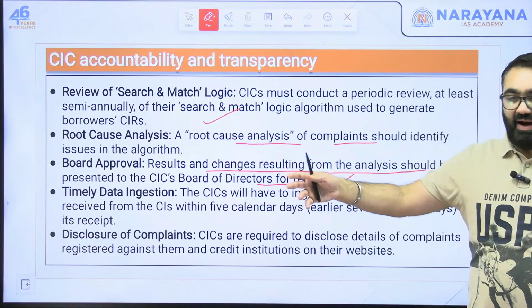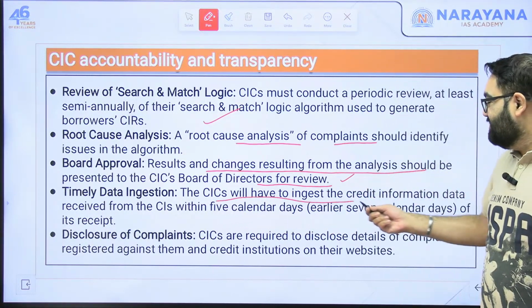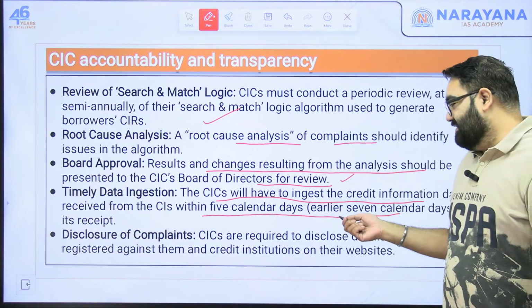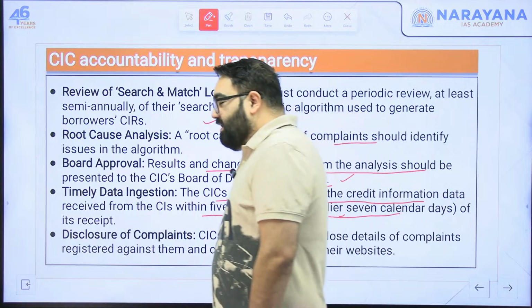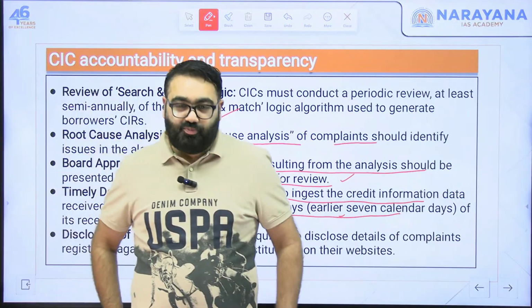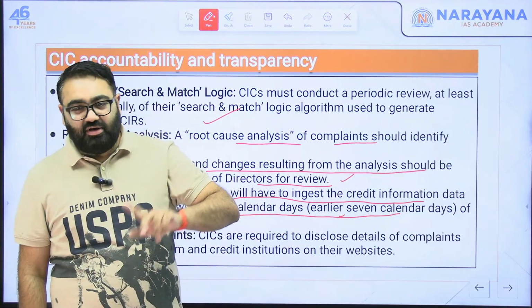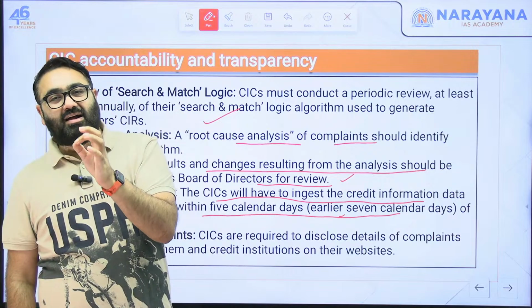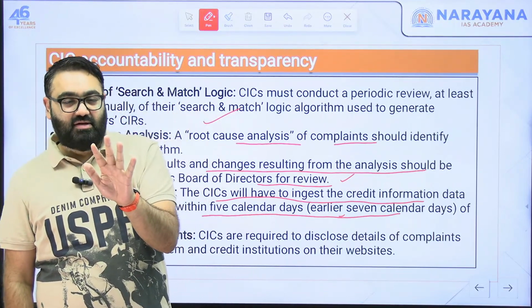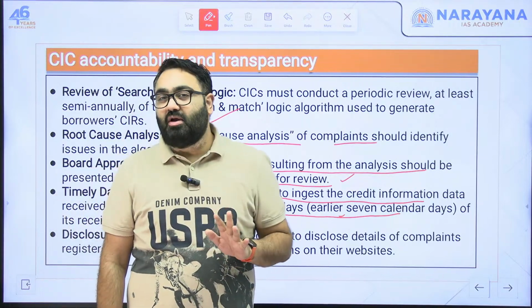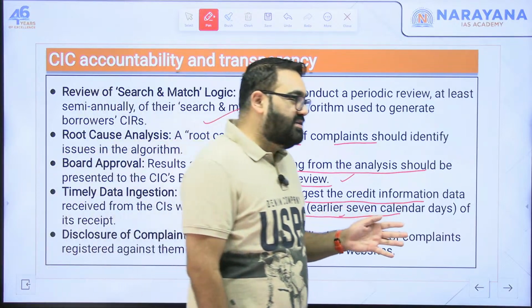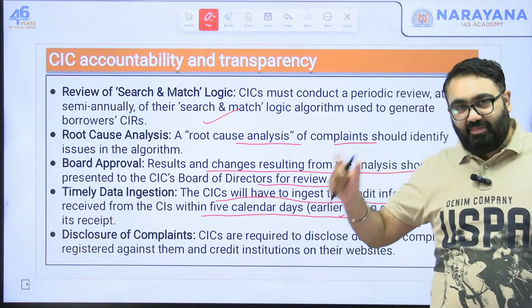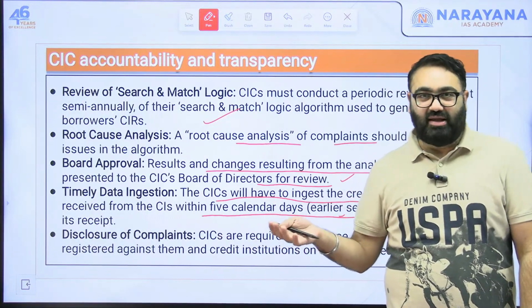Timely data ingestion. The CICs will have to ingest credit information data received from their CIs within 5 calendar days, earlier it was 7. Meaning that whatever information the banks give to these companies, let's say Axis Bank told the company that this individual did not pay his EMI last month, whatever information has been given to these companies, they will have to now take that into consideration within 5 days. Whatever changes they have to make to the score of the individual. Earlier, they had a 7-day time period. Now, when they receive the information, within 5 days, they would have to make the change. They will have to make sure that it is highlighted in the records or in the score that they have.